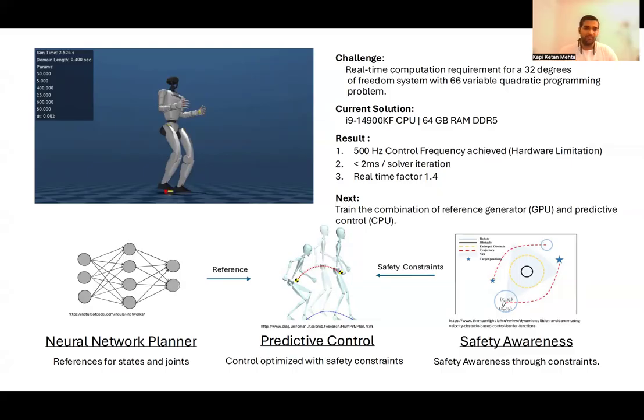My plan ahead is to use the HPC infrastructure at Virginia Tech to train the planner and the predictive controller together and implement a safe controller on hardware.